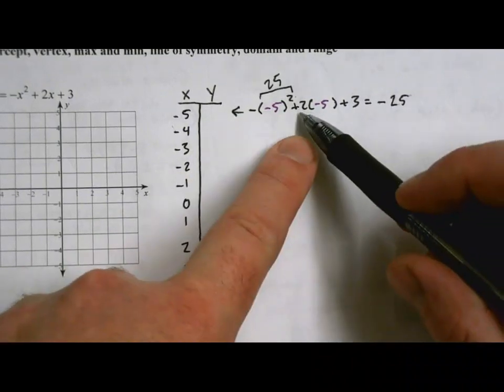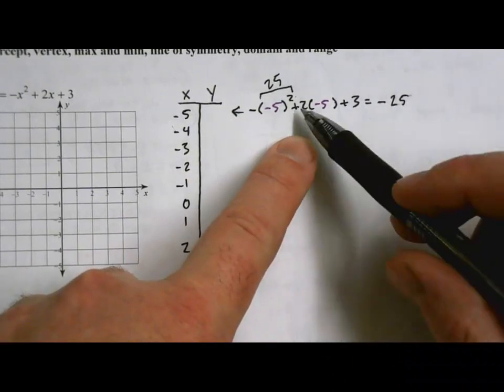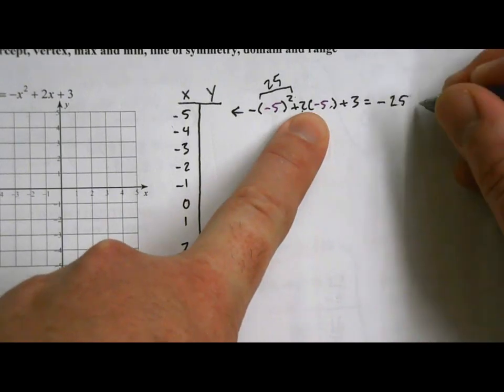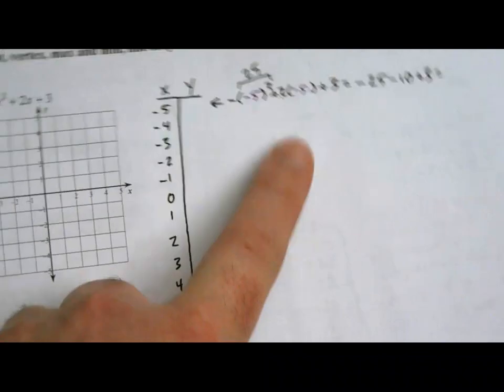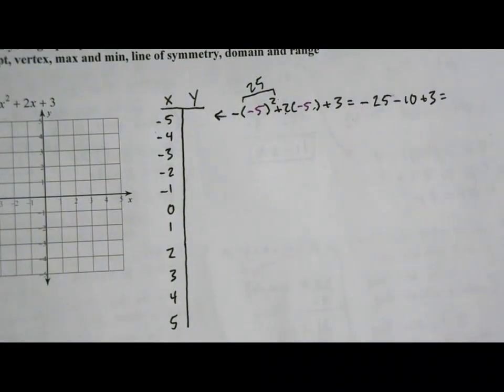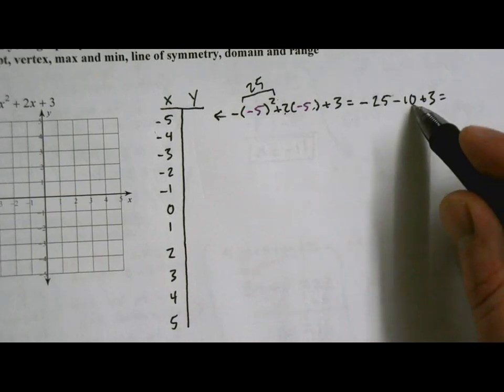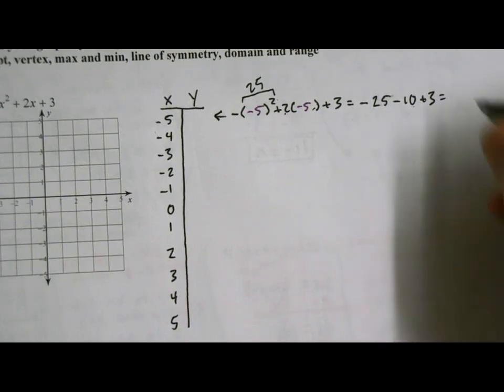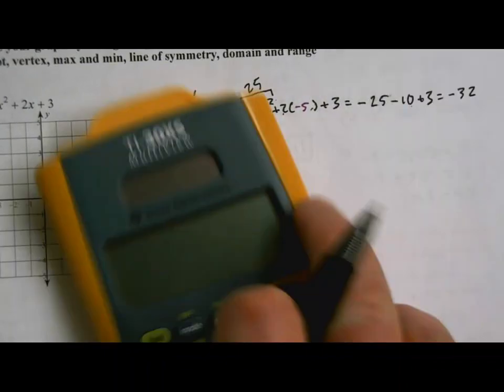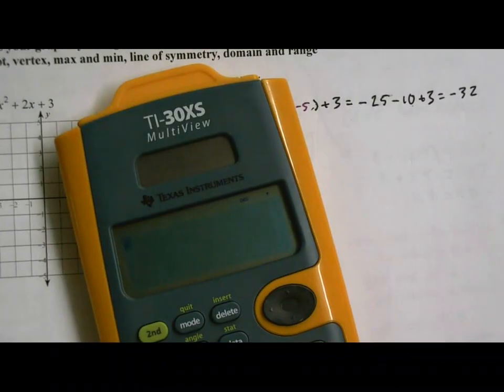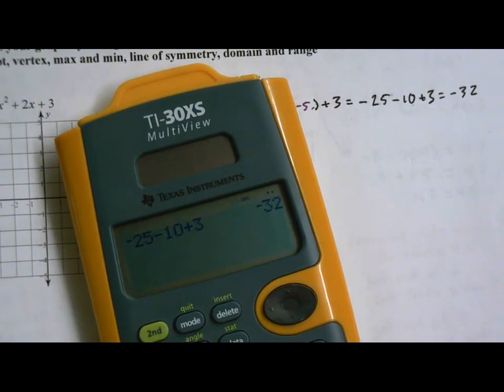All right, let's see what we got here. Next, we're going to do this 2 times this -5. 2 times -5 is -10. And then we have our plus 3 at the end. And then I just need to add those up. -25 minus 10, that's -35. Plus 3 is -32, I believe. I might want to check that with a calculator. Why not? It's been a long day. -25 minus 10 plus 3. And we get -32.